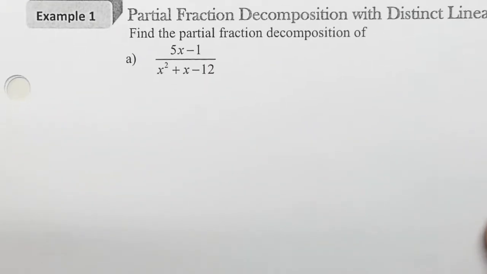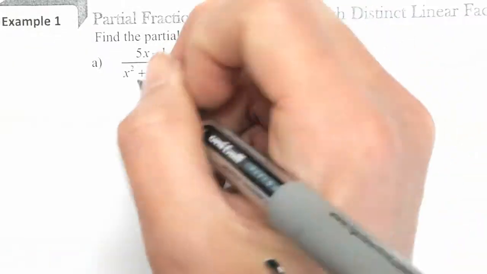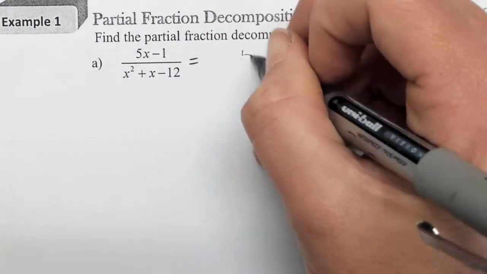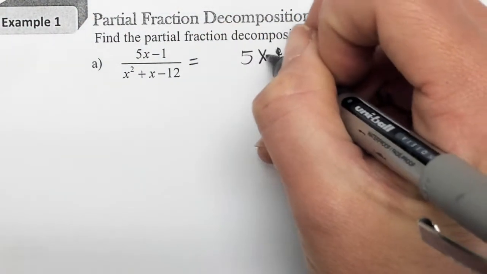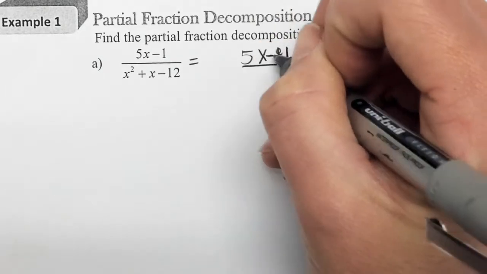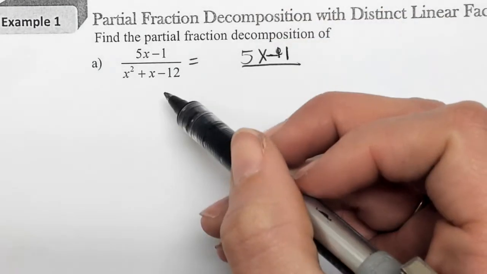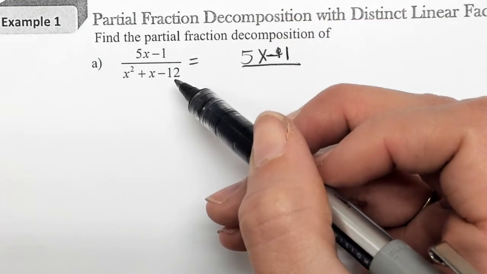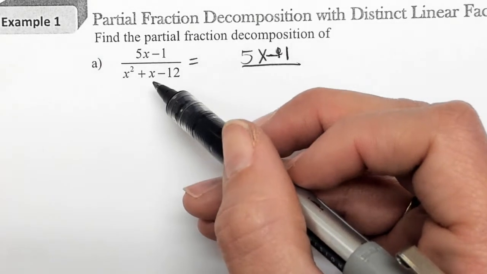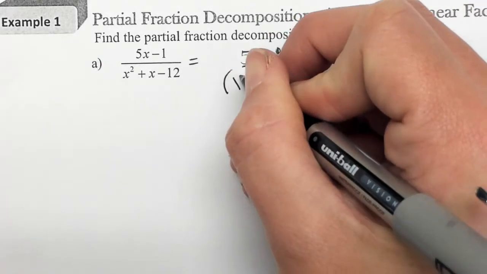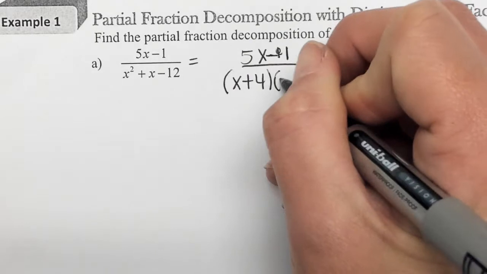So number one, it's not factored for us, so we're going to have to factor this bottom. Minus 1. So if we factor this one, we have to find factors of negative 12 that add to get 1. That's going to be 4 and negative 3. Very good.